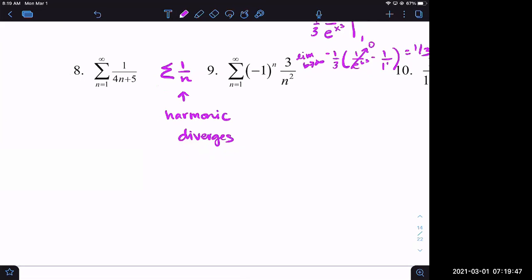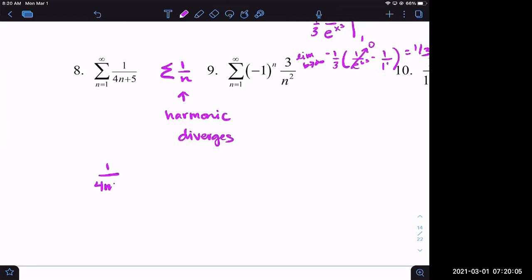Yeah, you could just use the nth term test to say the limit's 1/4, not 0. As n goes to infinity, it would be 0, right? Because it's bottom heavy. Okay, so I like limit comparison, so I don't have to worry about putting my inequality in there. I'm going to go ahead and just do limit comparison.